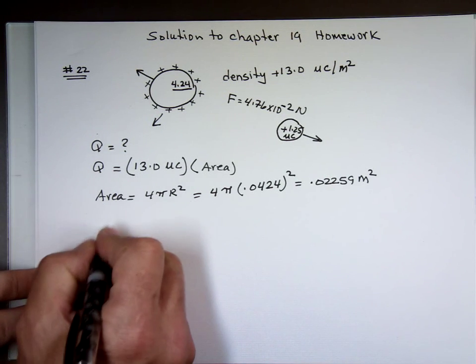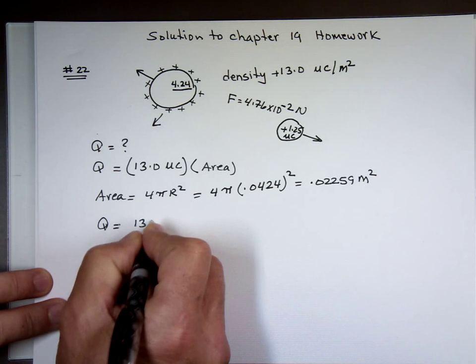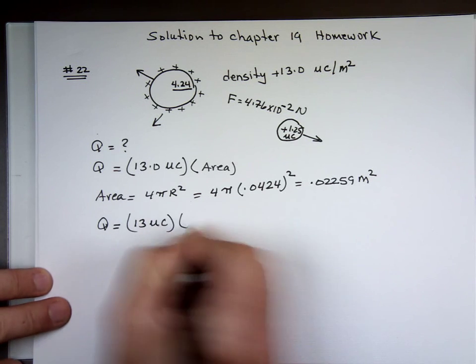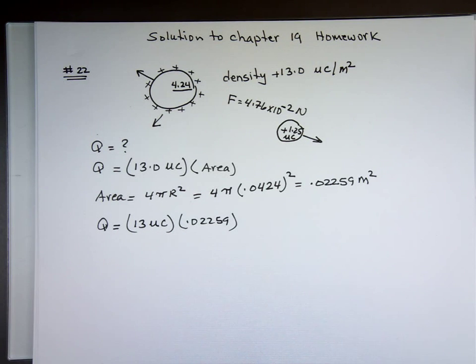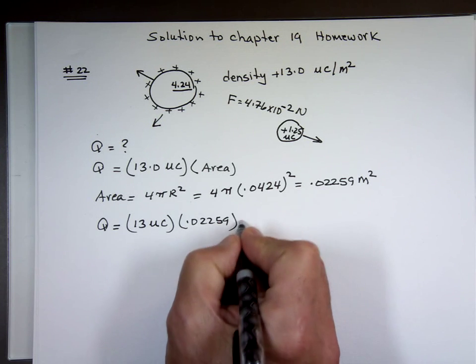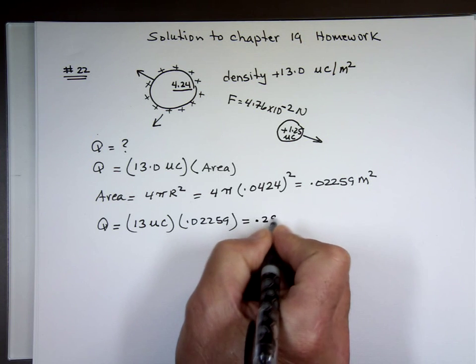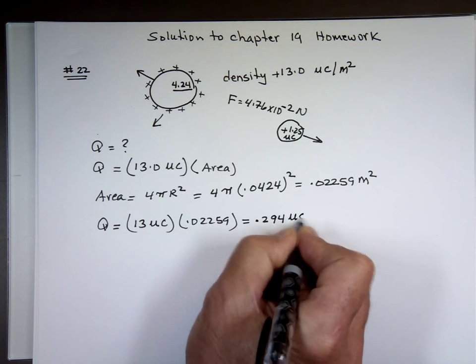So Q, the charge now, is going to be 13 micro times that number. So let's try that, times 13 micro. Is that 0.29 micro? 0.294 microcoulomb. That's the charge there.